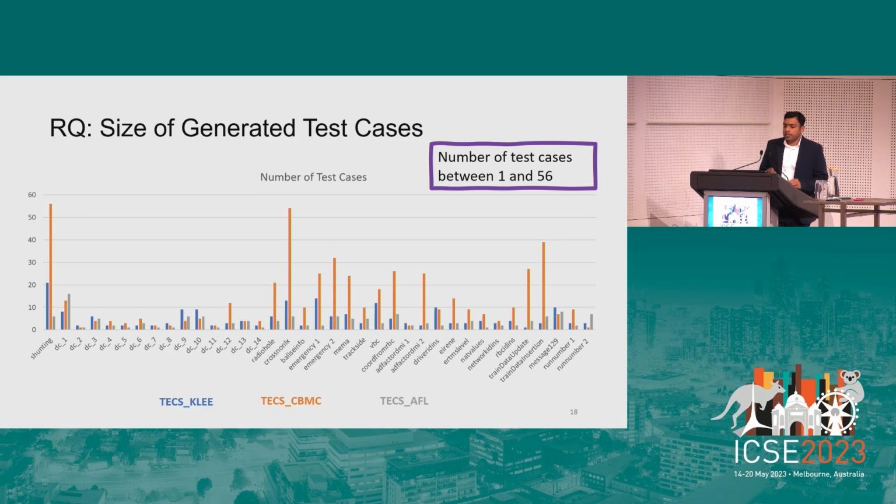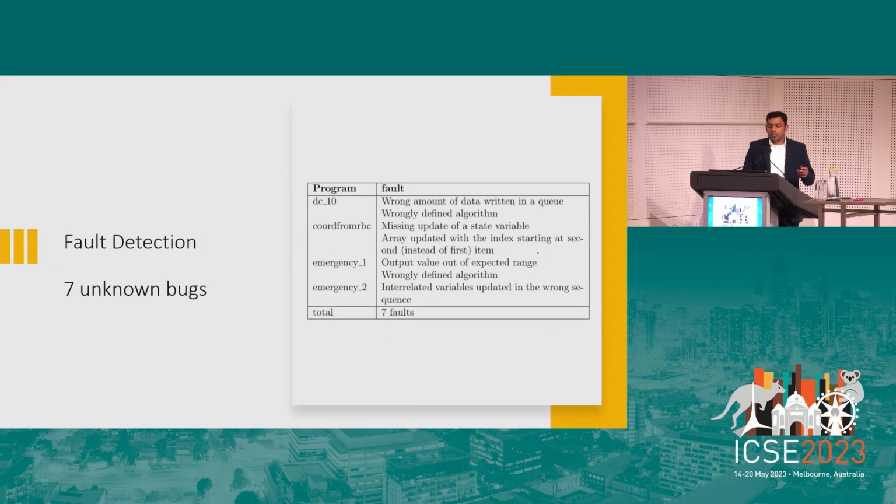So it is important because the software testers have to add manual assertions to the test cases. With these manageable test cases, it is possible. And with those test cases, we revealed 7 previously unknown faults in 4 subject programs. For example, one is a missing update of state variables. These are the faults we are finding.